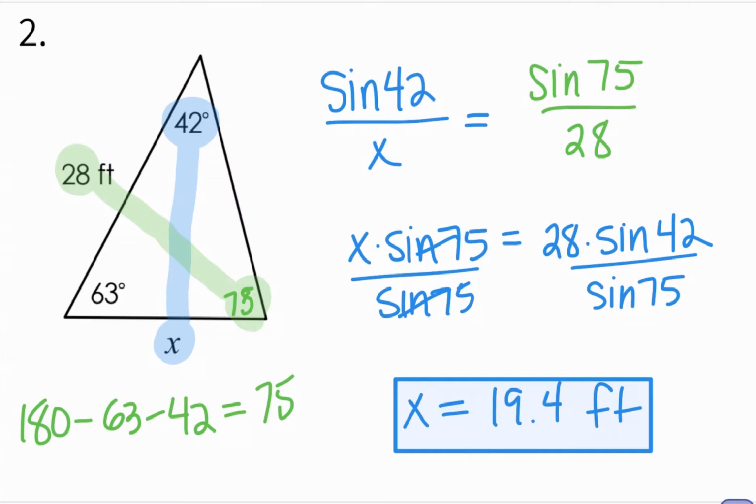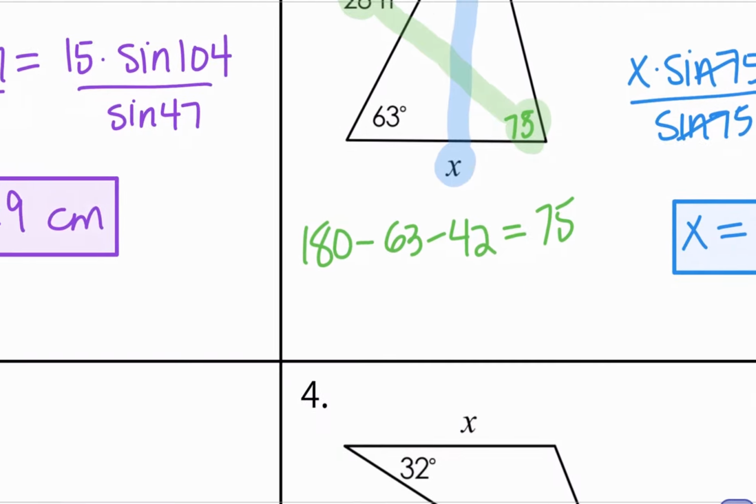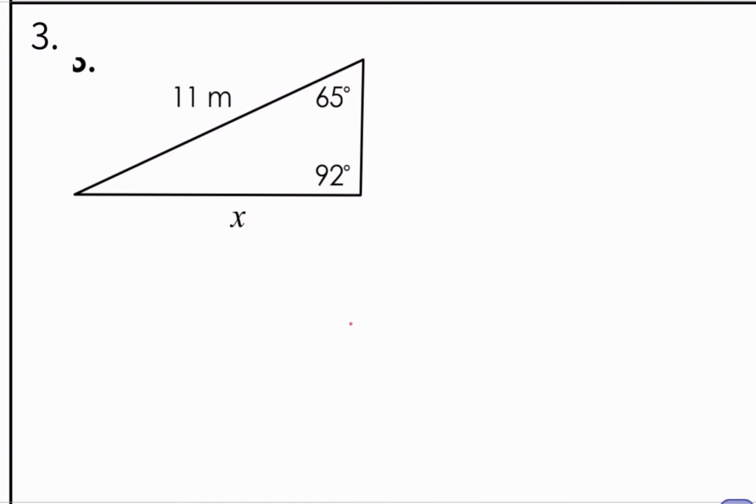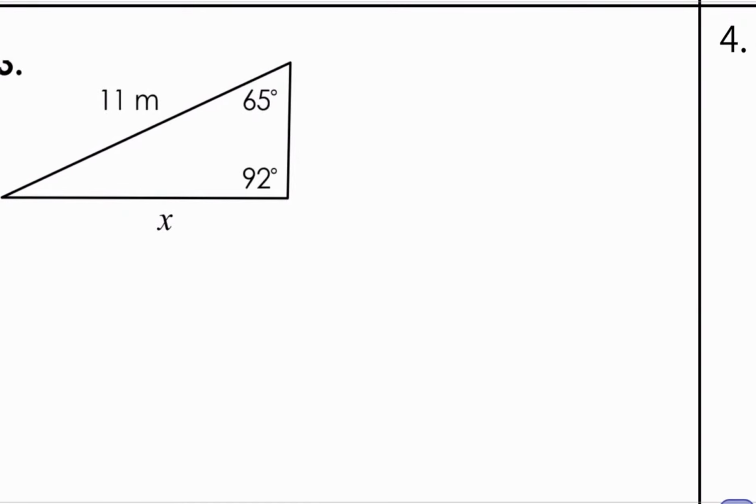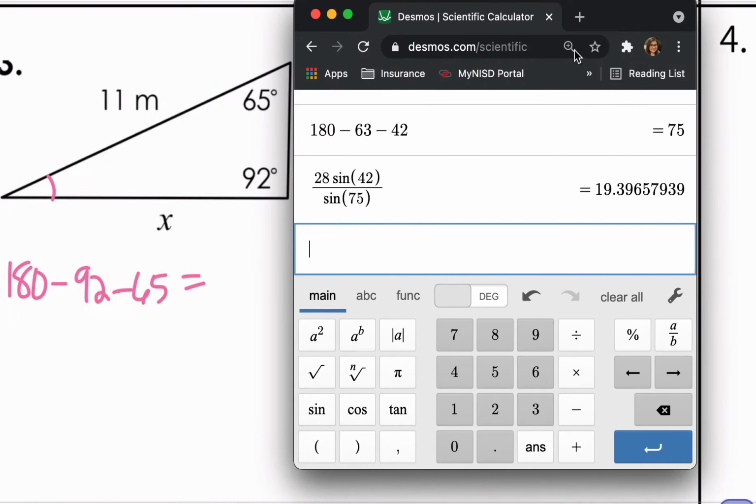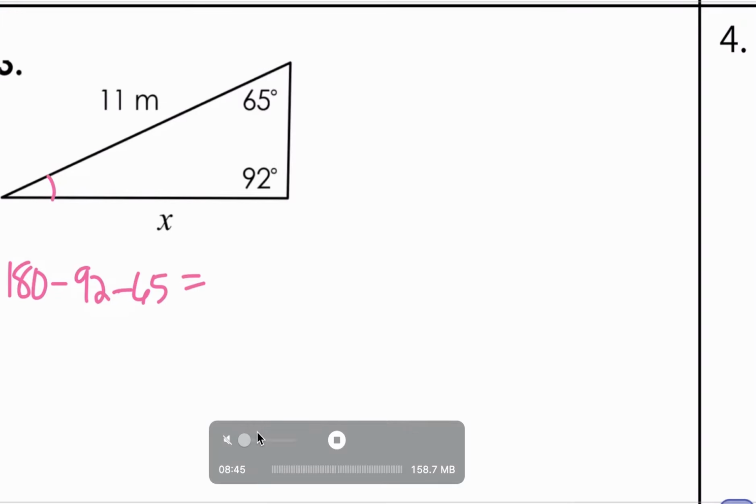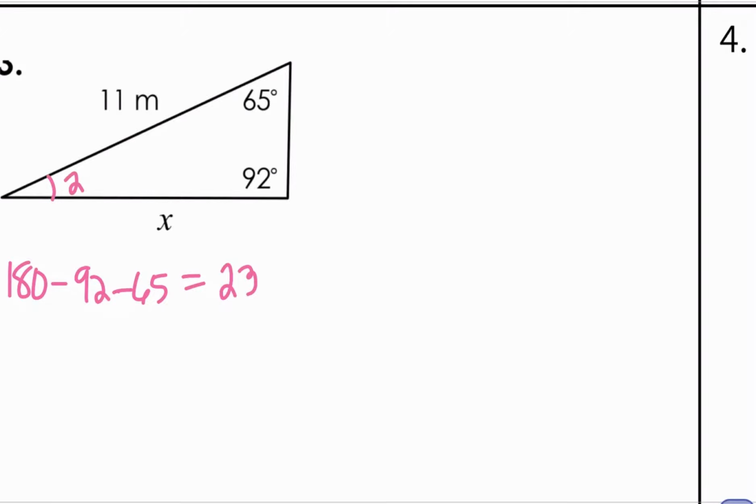Okay, so we're going to do two more problems because we just want to keep up this pattern so that we make sure that we know what we're doing. Okay, so our third example, here's my triangle. Let's find that missing angle. So you see how that angle doesn't have a measurement? Let's find that first. So 180 minus 92 minus 65, that equals 23. Okay, so that angle is 23.